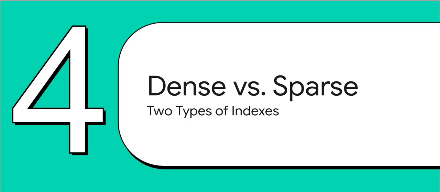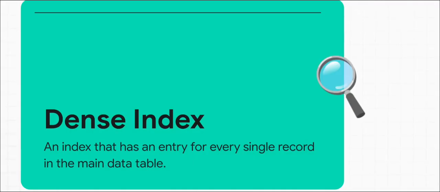But of course, it's not quite that simple. There are different kinds of indexes, and each one has its own strengths and weaknesses. The two main types you'll hear about are dense and sparse indexes, and choosing between them involves some really important trade-offs. A dense index is the most straightforward type. It creates a map entry in the index file for every single record in your main data table. This is incredibly thorough, and it makes searching extremely fast because there's a direct pointer for absolutely everything.